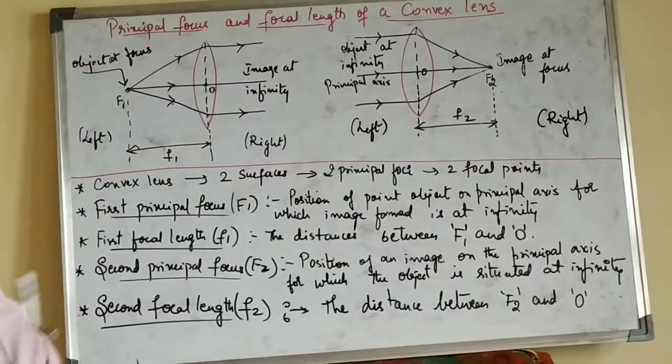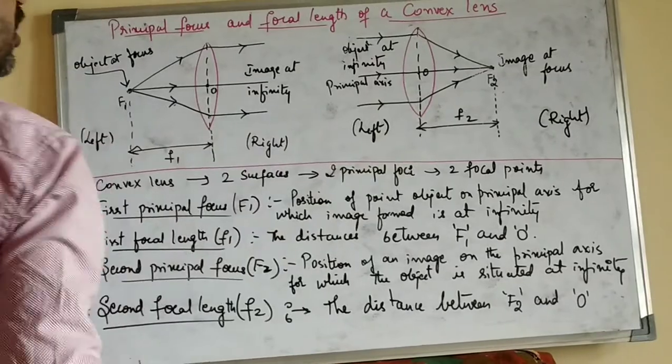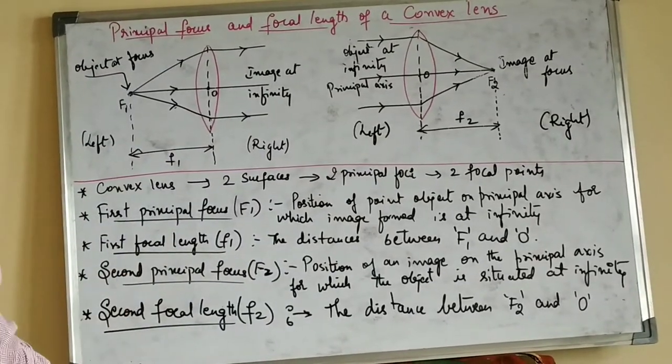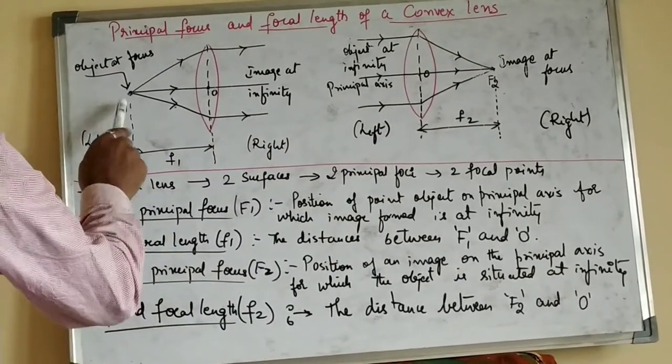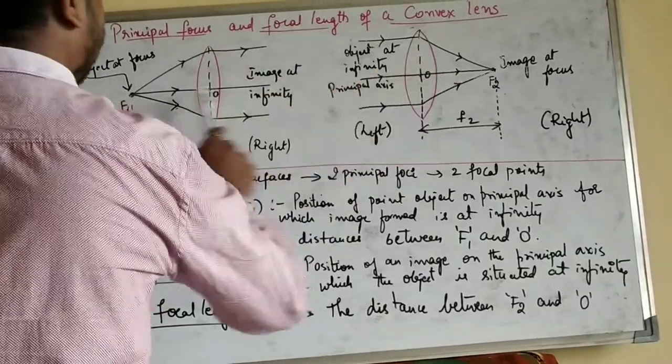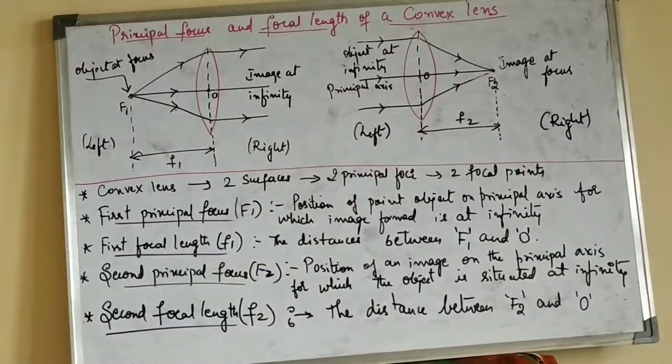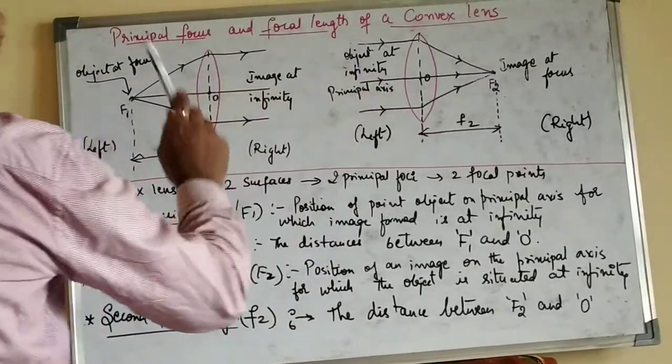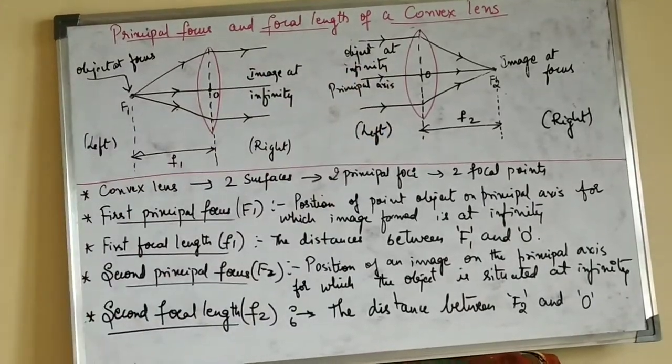Which are the two focal points? F1 and F2. Which are the two principal foci? That is capital F1 and capital F2. The optical center remains the same. That is, O is the optical center.